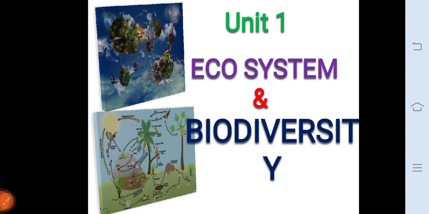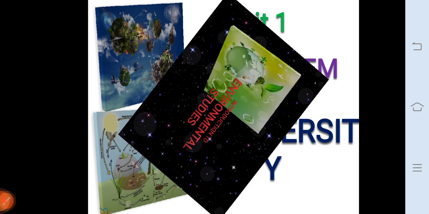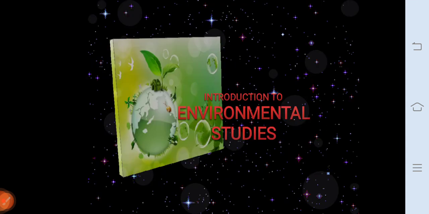So let us discuss Unit 1 Ecosystem and Biodiversity. So here, first of all, you have to know something about environmental studies. The word environment is derived from a French word, which means surroundings.